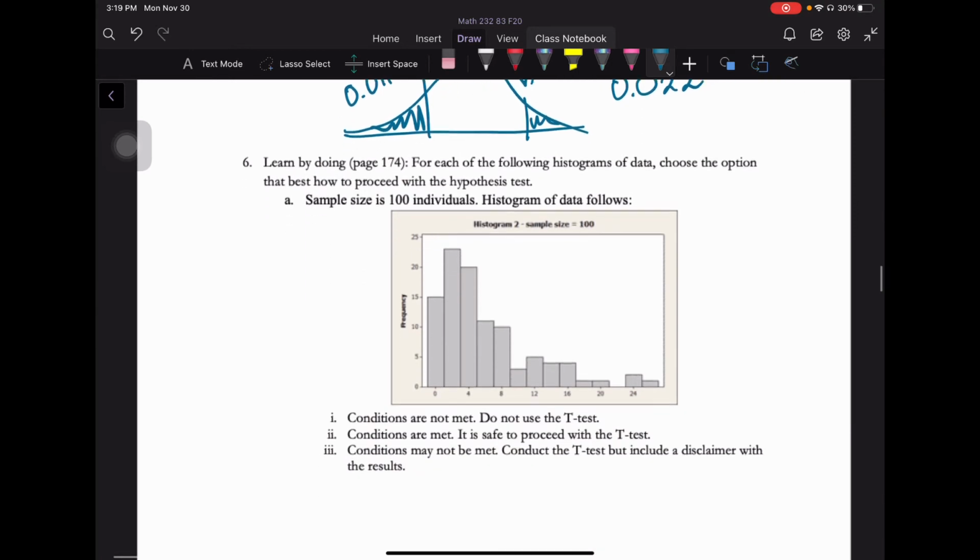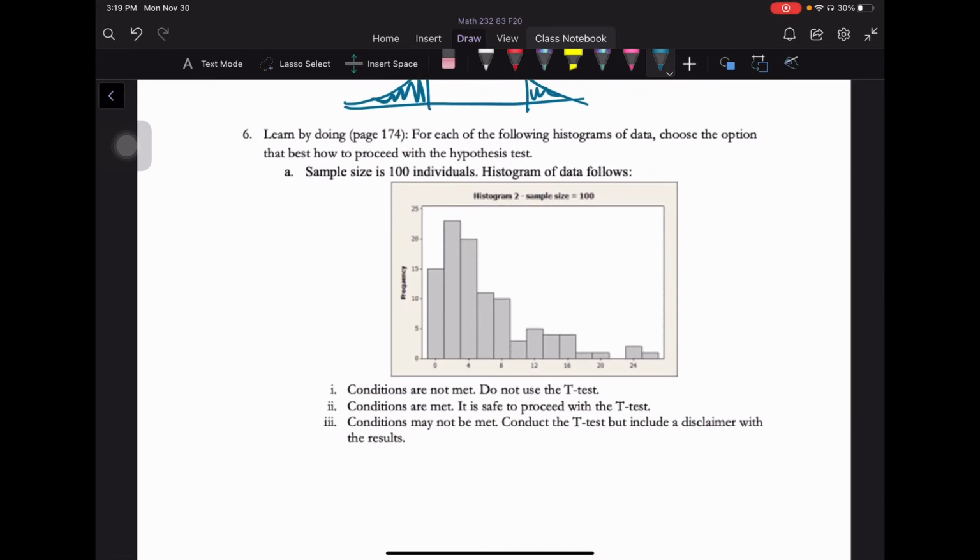On the Learn by Doing, for each of the following histograms, choose the option of how to proceed with the hypothesis test. We're basically checking normal conditions here. If it's random, we're good to go. If the population is normal, we're good to go. Or if the sample size is large, we're good to go. This sample is skewed, but the size is 100, so we can actually use normal calculations for our sample. So conditions are met, it's safe to proceed with a t-test.